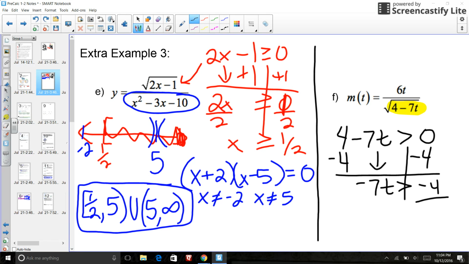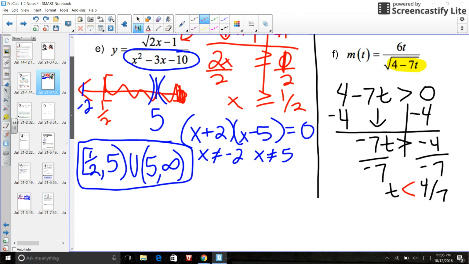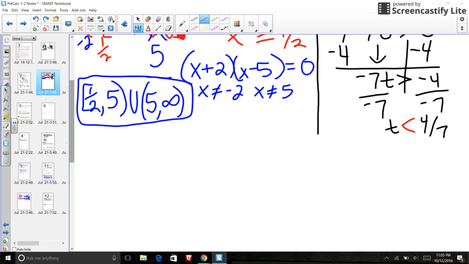And then I'm getting ahead of myself. Now to undo that negative 7, I divide by negative 7. So I get t, and I get positive 4/7. But what happened when I divided by that negative? I've got a flip of the inequality. So what does that look like? That just says t has to be less than 4/7.